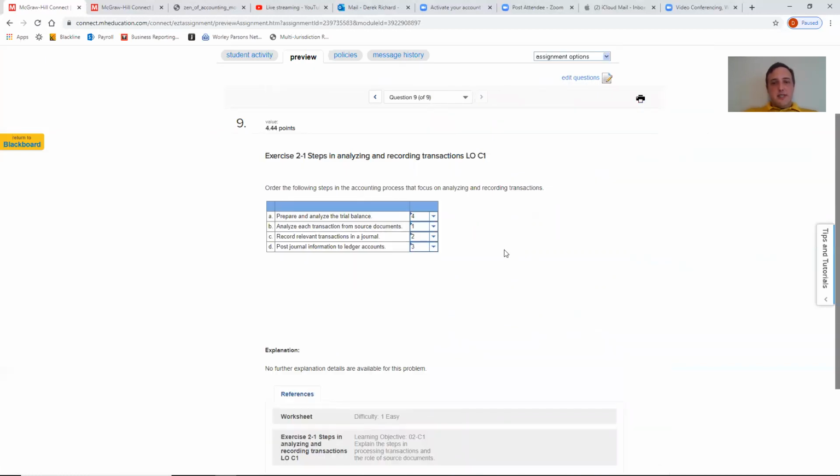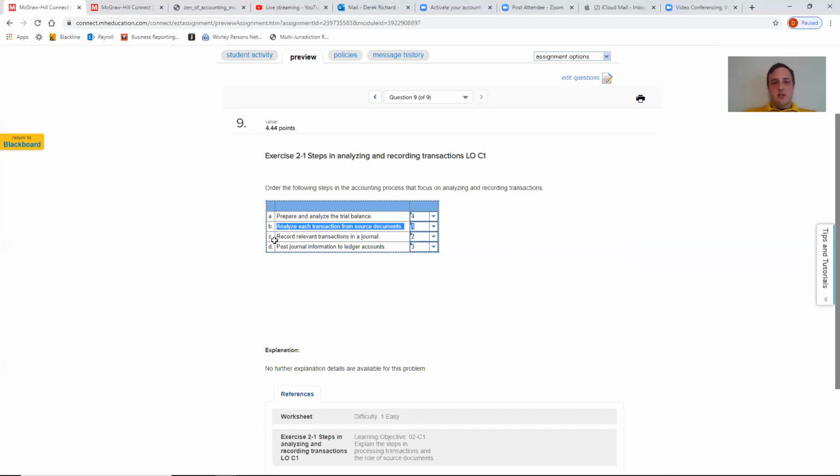What are the following steps in the accounting process that focus on analyzing and recording transactions? Okay, so this is just that accounting cycle, which order of events happens first. You can see, analyze each transaction from source documents. So we have to have the source document that shows a transaction has occurred in order for us to analyze it. That's the very first step. You have to have something that triggers this process.